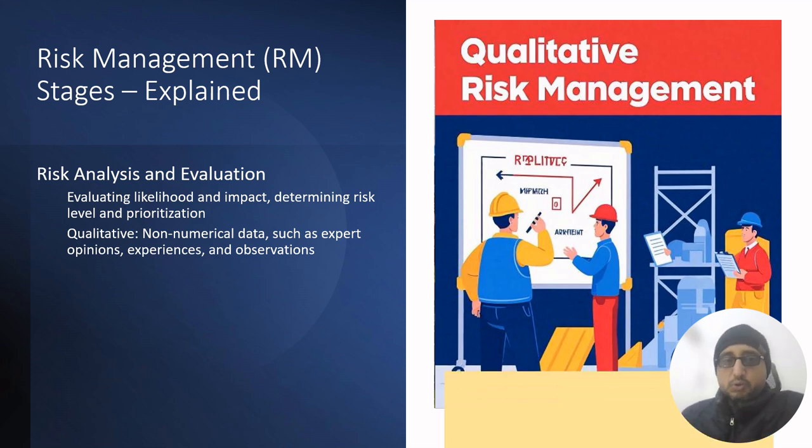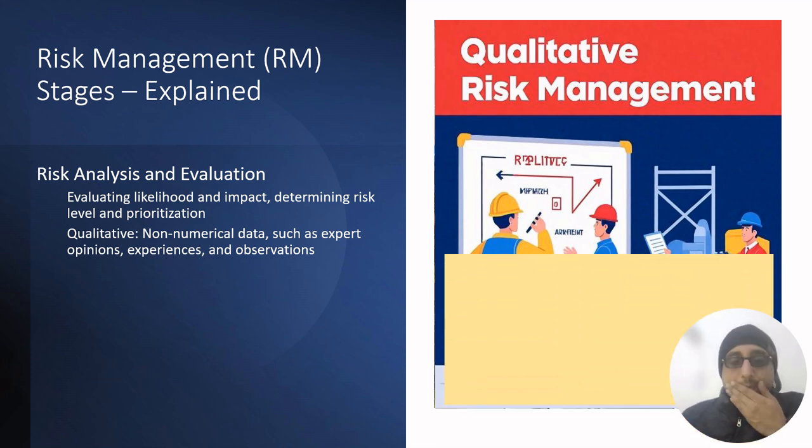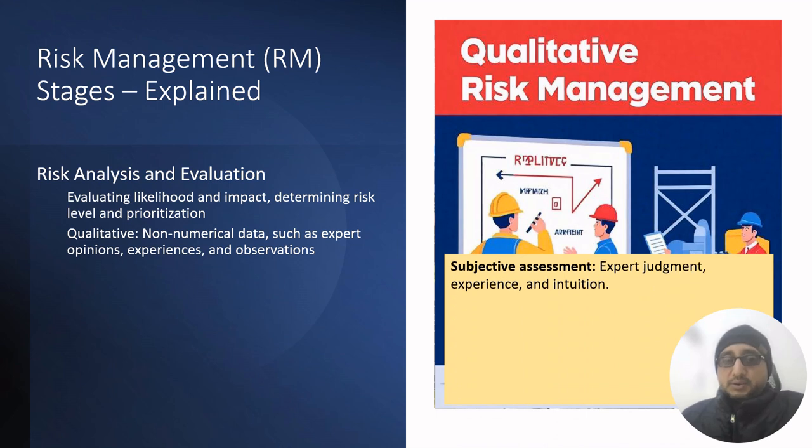So let's see what qualitative risk management is. Qualitative risk evaluation or management is an approach in which we use non-numerical data-based techniques like expert opinions, experience, and observation, through which we evaluate the risk. It is a subjective assessment. It depends solely on the experience, observations, and opinion of the assessor or expert.